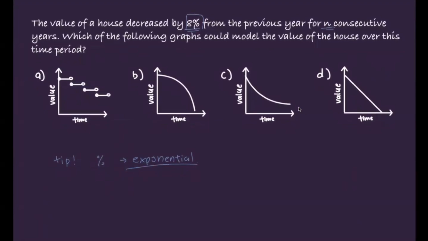Since we know that we're looking at exponential, remember the graph for exponential. A is definitely not it. B is not exponential. And since it's decreased, we're talking about decay. Our only answer is C. D is a linear decay, so we ignore that.